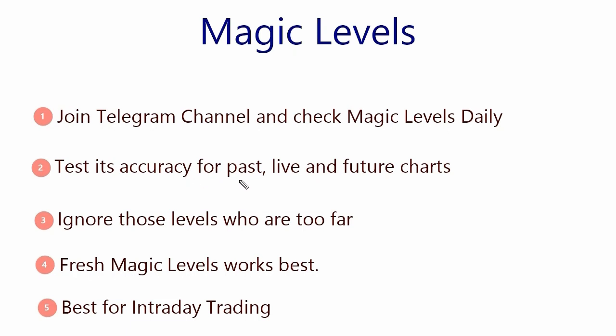It means that if the magic level is of 29 March, then you can also check how the magic levels of 29 March are working on 28 March, 29 March and on 30th March. Ignore those levels which are too far from the price. If any magic levels are very far from the price, you don't need to draw them, because in intraday there is a very rare chance that the market can give a big move.